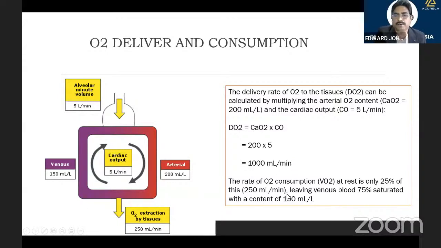But our oxygen consumption is only 250 ml. So the remaining 750 ml acts as a reserve. It can be utilized at the time of exercise and increased demand, like fever.